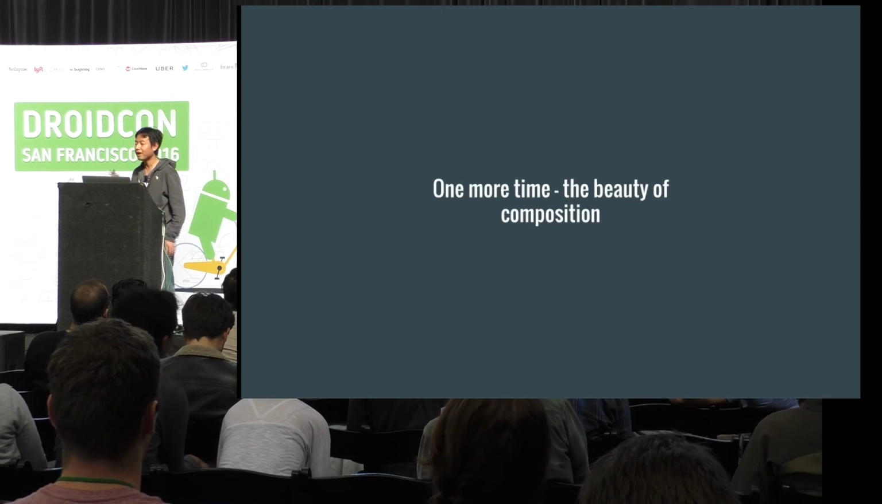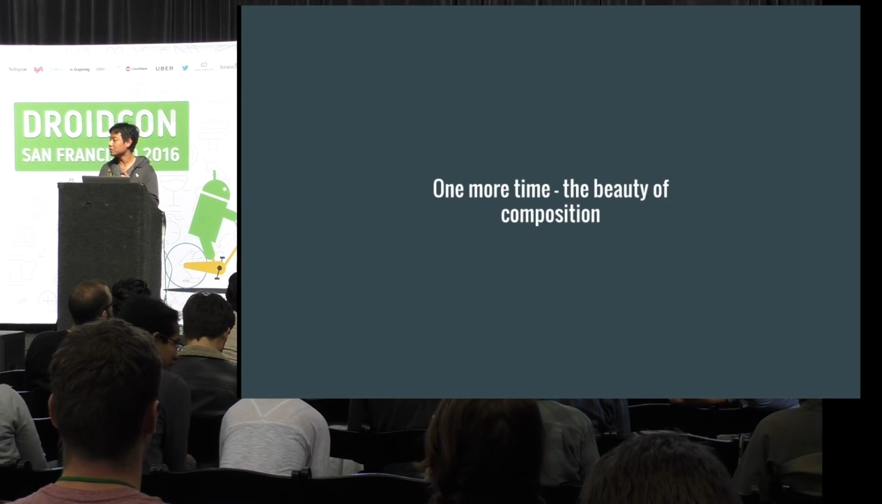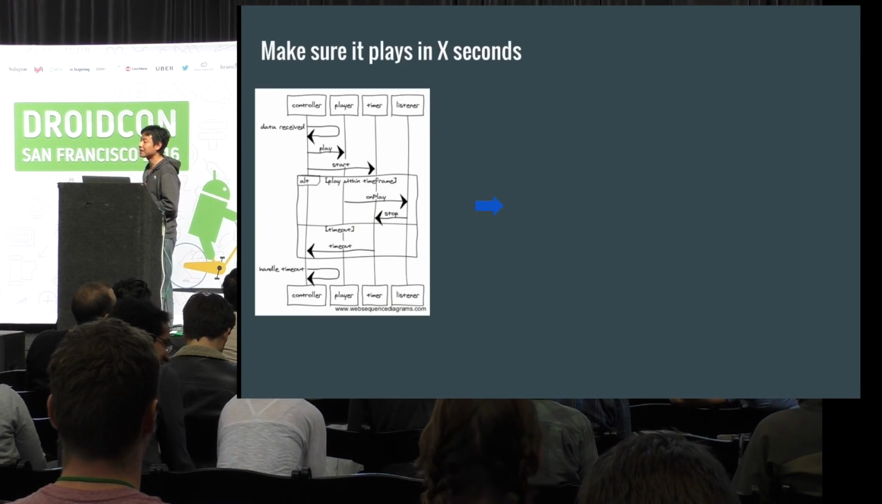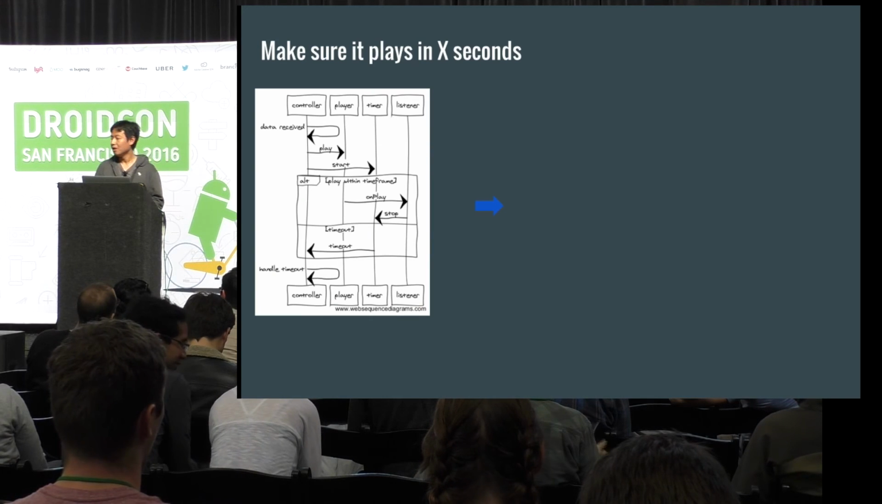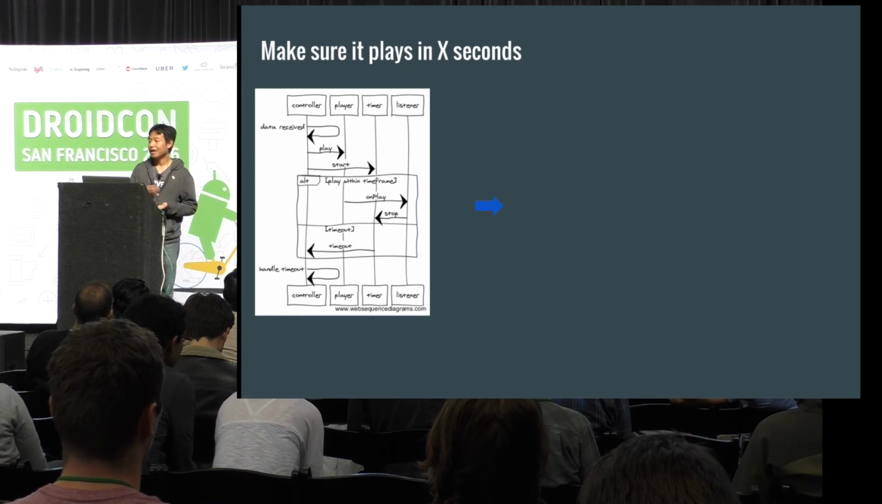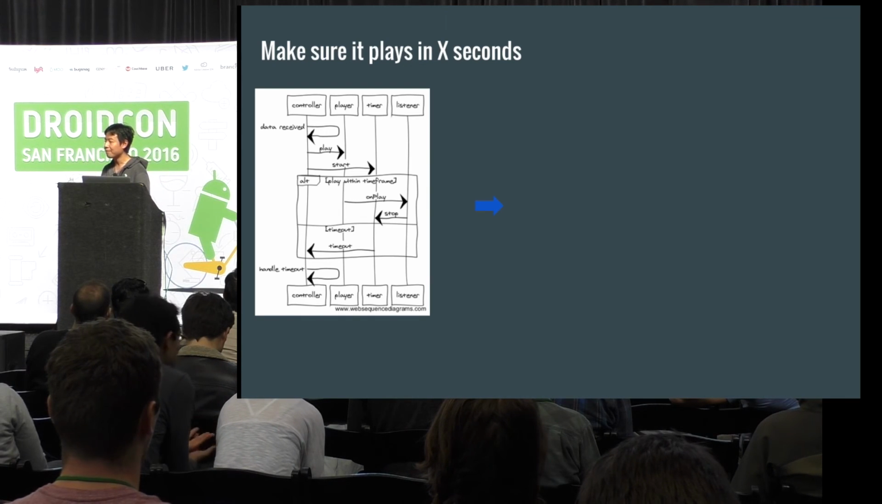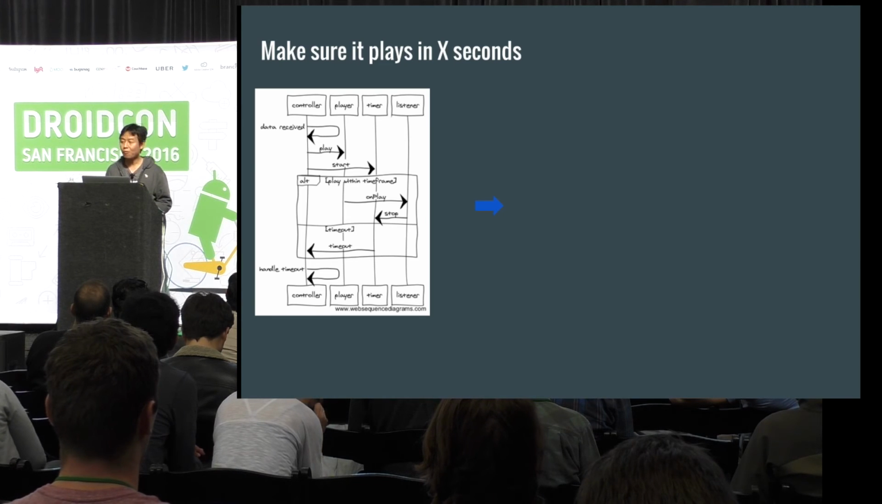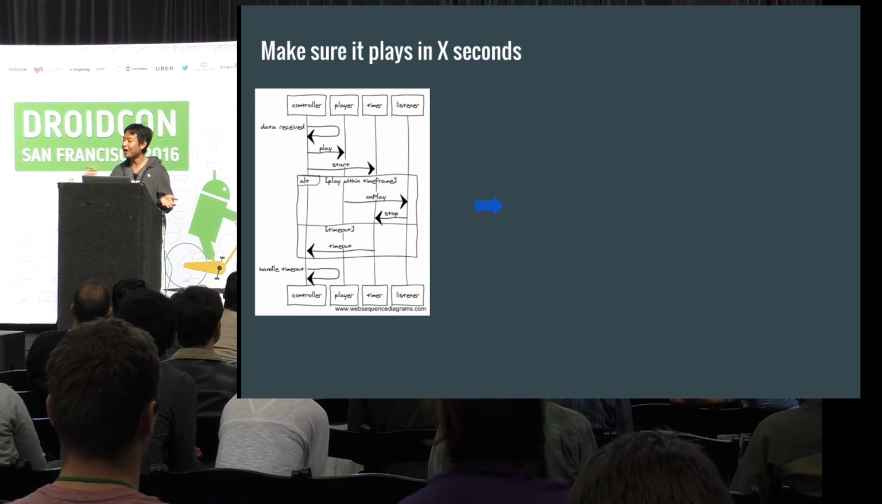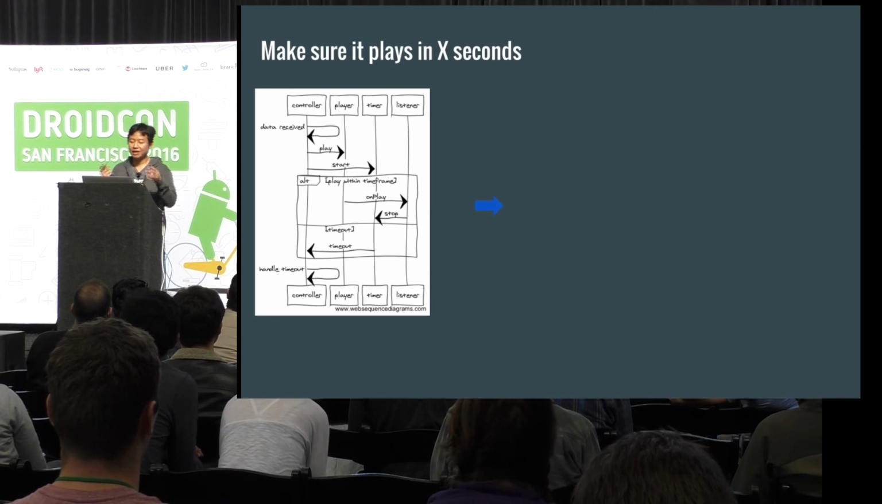Okay, one more time, I'm going to show you the beauty of composition. We still have one more requirement, which is to make sure it plays in X seconds. Who is the bad guy here? Timer. If you ever coded using a timer, you know how difficult it is to manage. You can start it, and you expect someone to turn it off. At one time, you are not sure whether the timer has been stopped or not. You keep calling, hey, stop. Are you stopped now? Are you stopped now? Are you stopped now?